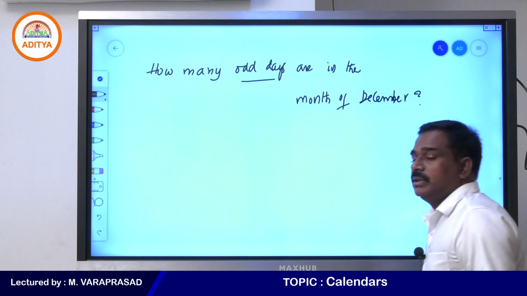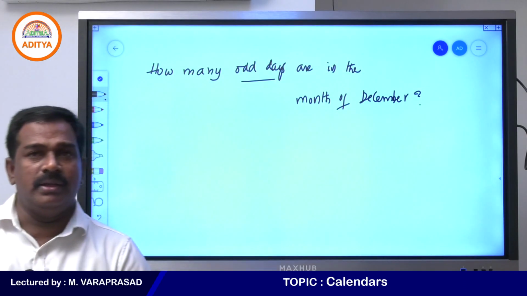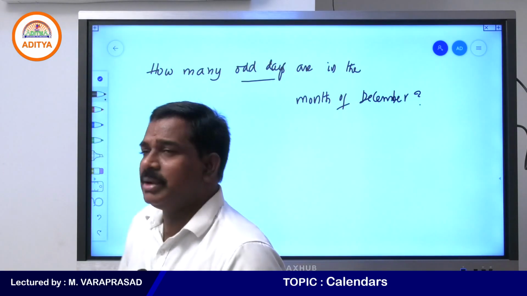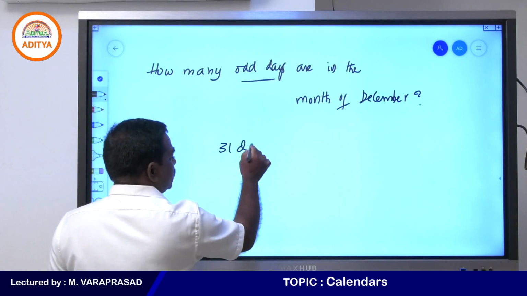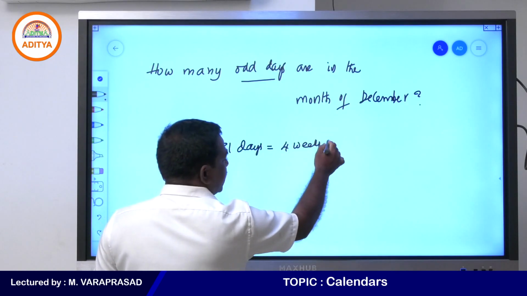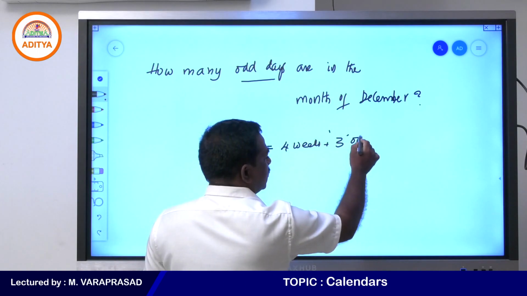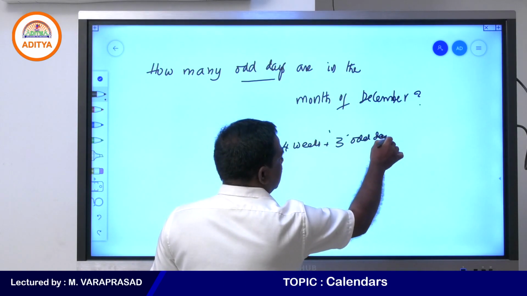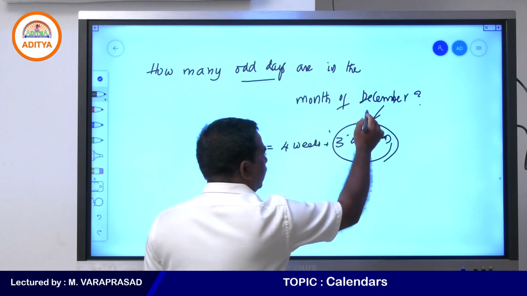In the month of December, how many odd days are there? Yes. So, December will also have 31 days. So, a 31 days month means 4 weeks exactly plus 3 odd days. So, the month is having 31 days, we will have 3 odd days. So, December will have 3 odd days.